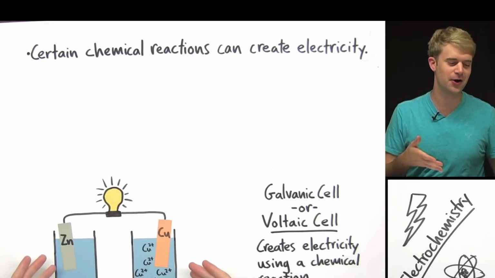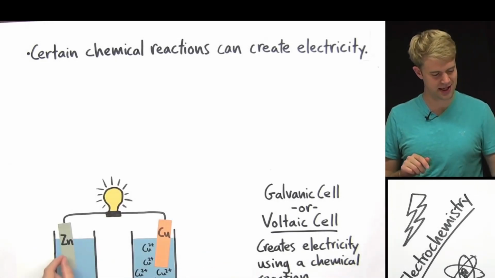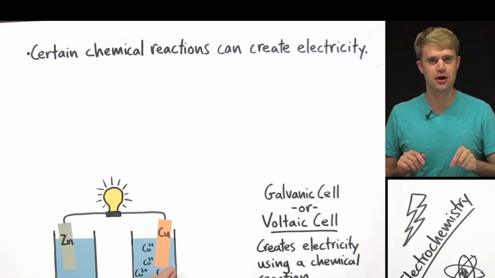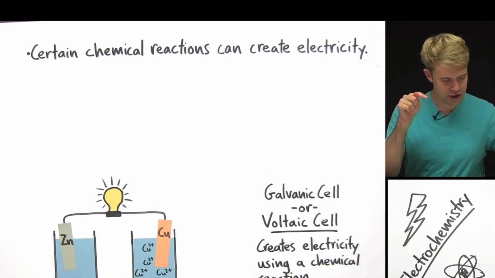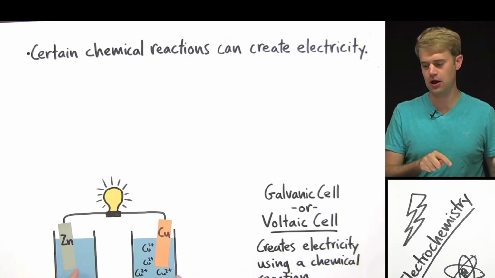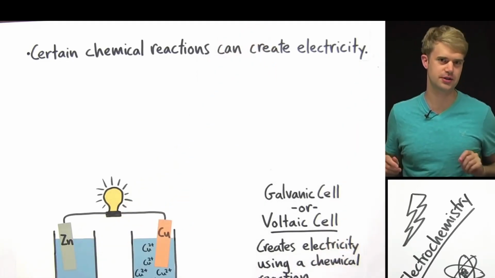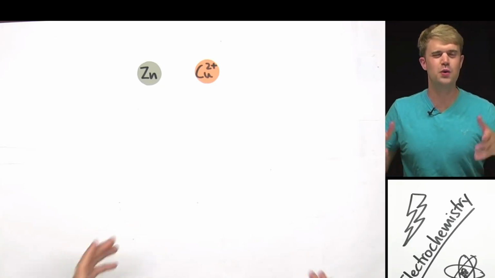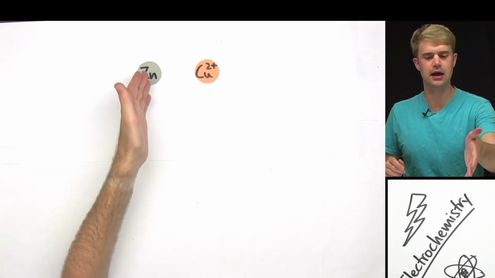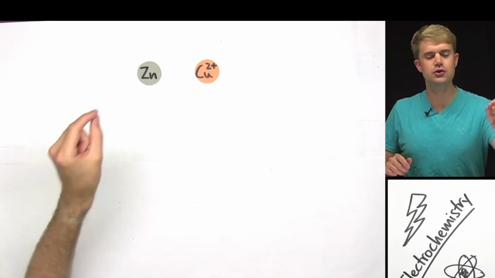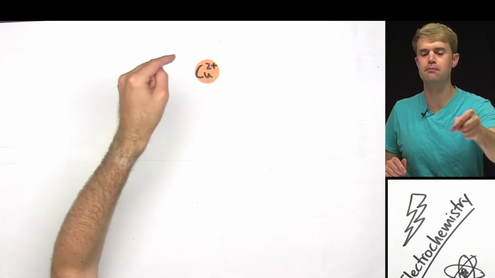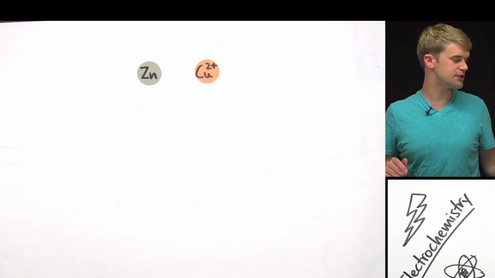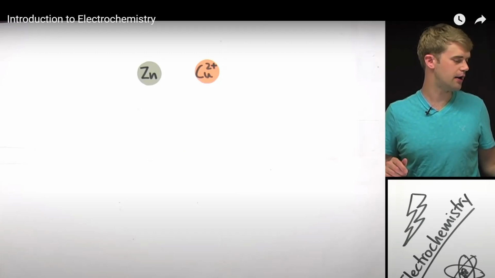I've drawn one right here. The version that I've drawn uses zinc and copper metals. So let's take a look at the chemical reaction that's happening in this galvanic cell that is creating electricity. We said that galvanic cell used zinc and copper. So if you take a neutral zinc atom and put it near a copper 2+ ion, I want you to go look on your table and tell me what happens.